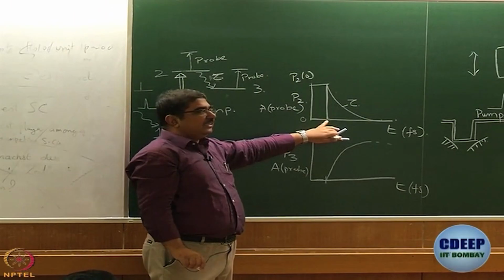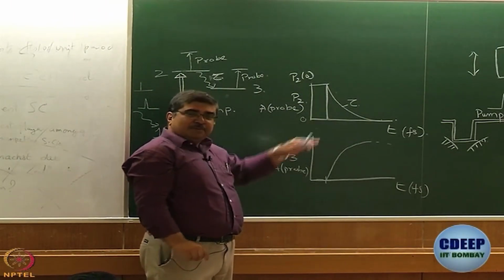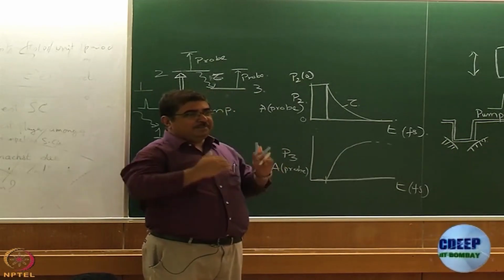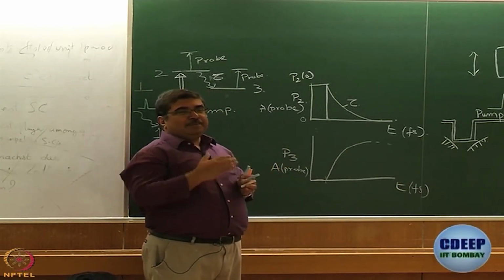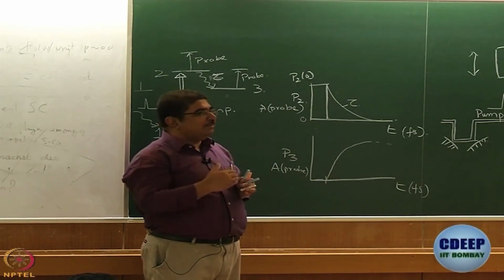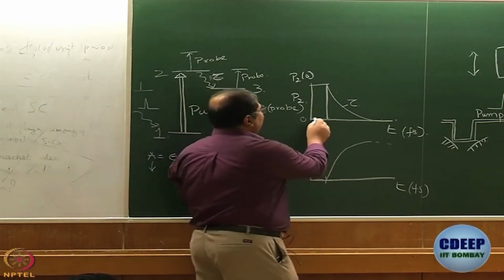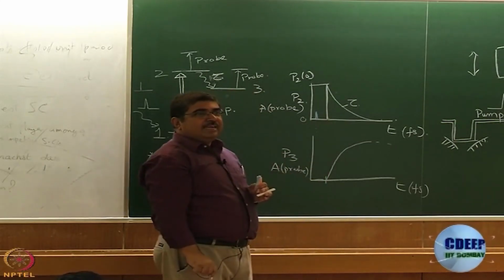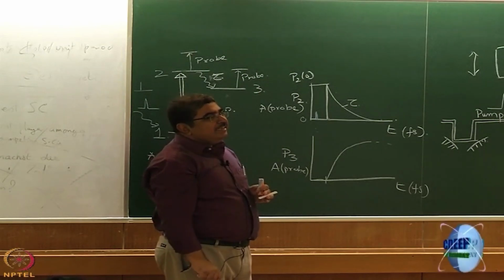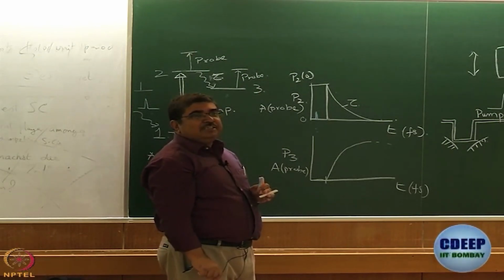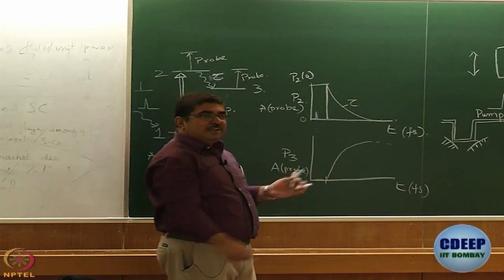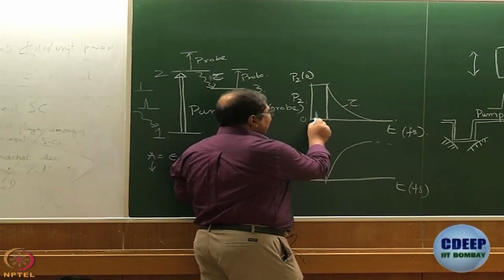This is time 0. This is when the pump arrives at the sample. Okay. Suppose the path length of the probe is smaller than the pump. Then what will happen? The probe will arrive at the sample earlier than the pump. Let us say the probe arrives at the sample here. At that time, is there any excited state population? What will absorbance be in that case? 0. So, for this path length, absorbance will be 0.